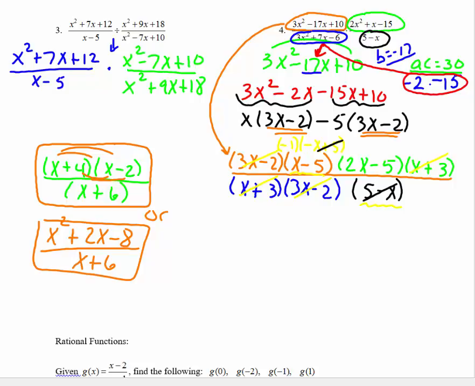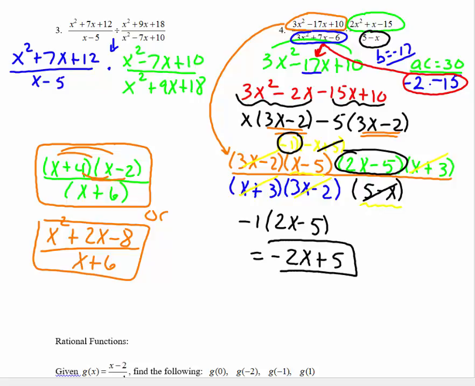So what am I left with on top? A negative 1 and a 2x minus 5. So I'm left with this negative 1 times this 2x minus 5. So distributing in the negative 1, I get a negative 2x plus 5. So don't forget about that negative 1 trick. It does come into play a few times.